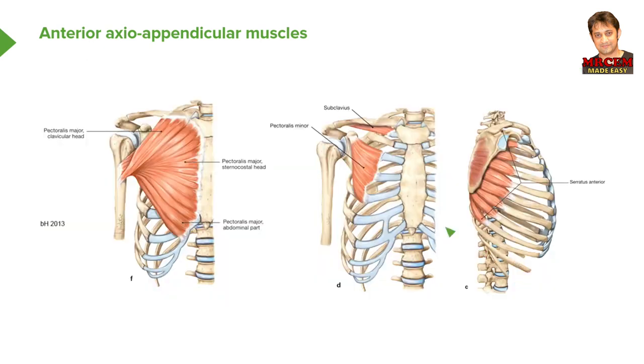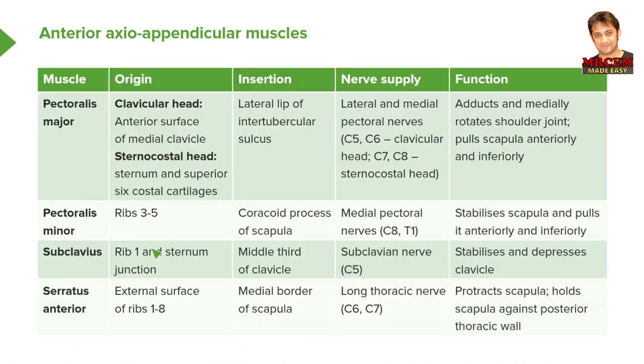If we remind ourselves of Subclavius, positioned inferior to the clavicle, we can see that it's running from the first rib and the sternum, the junction of those two, to the middle third of the clavicle, supplied by the subclavian nerve. It stabilizes and depresses the clavicle.